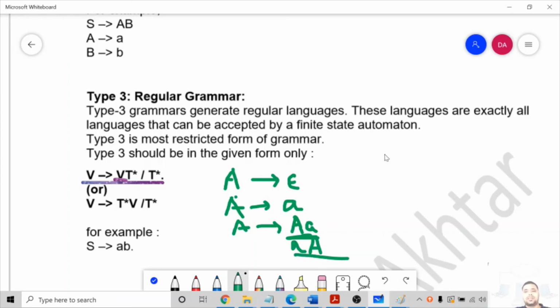So we have discussed what is grammar, and then we have discussed the Chomsky hierarchy and type 0, type 1, type 2 and type 3 grammar. Okay, thank you.